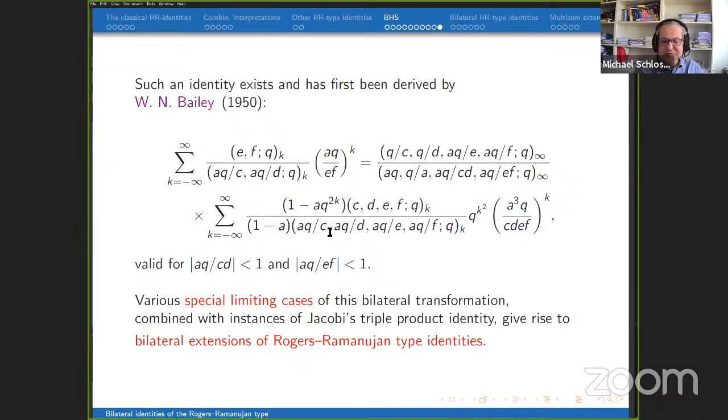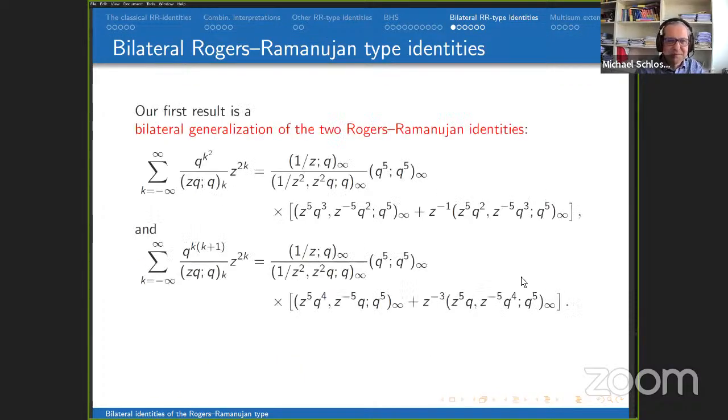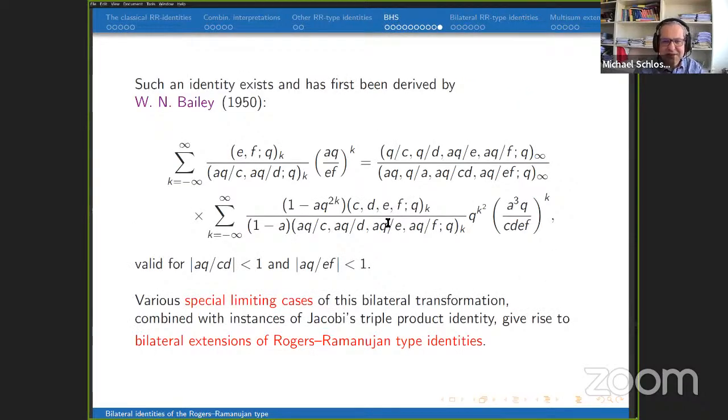Actually, the advantage is we don't have to combine negative and positive parts. We already have a bilateral series, so we can apply the Jacobi triple product identity at once whenever we do not have these q-shifted factorials here. Okay, so similar. Take c, d, e, and I believe f go to infinity.